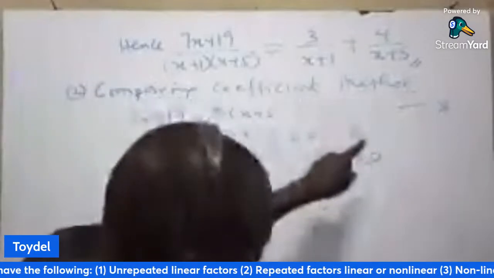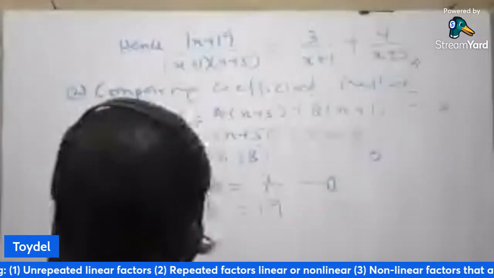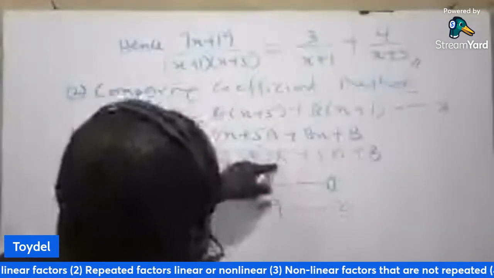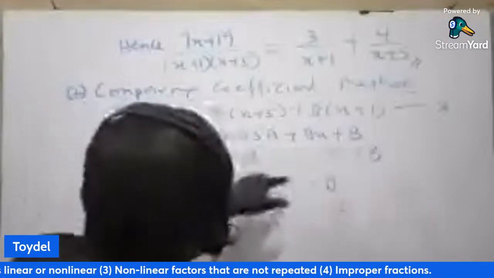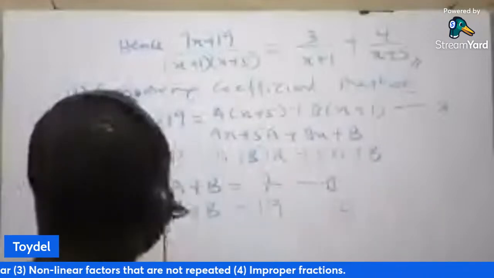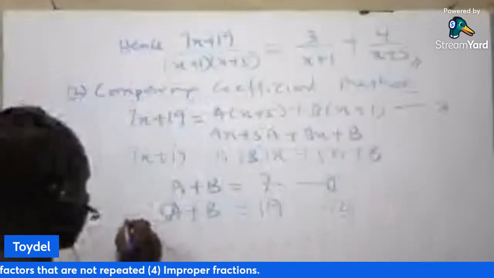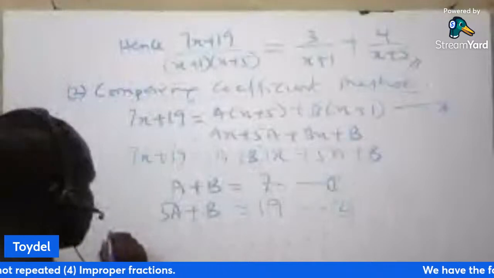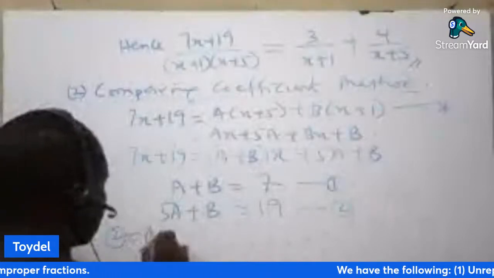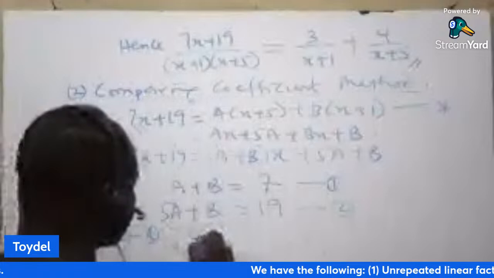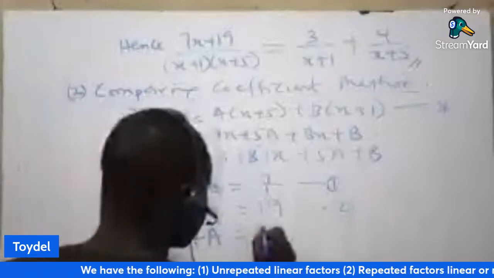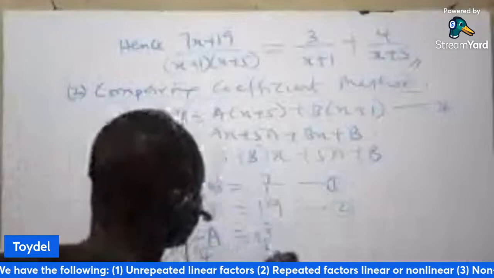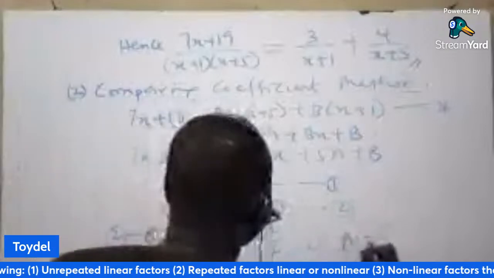So at this point, we have been able to compare the coefficients here. We equate the coefficient of x to the coefficient of x at the left-hand side. Then the constant, we equate it to the constant at the left-hand side. So there are two equations here. We can solve them simultaneously. So I'll say equation 2 minus equation 1. So 5a minus a, that is 4a. b minus b, we cancel out. 19 minus 7, that is 12. Divide both sides by 4. And then we are able to get a to be equal to 3.